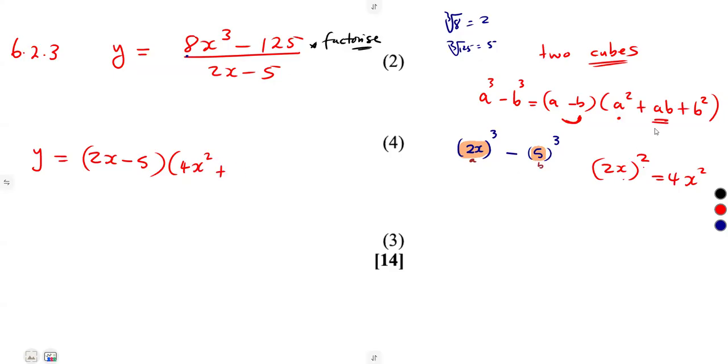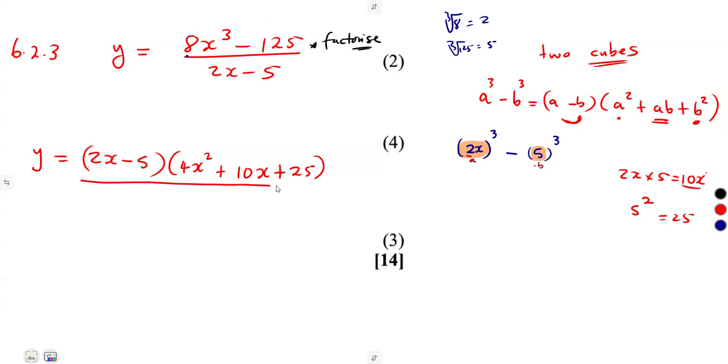Plus AB, A times B. What is your A here? It is 2x. What is your B? 5. So 2x times 5 gives us 10x. So that's plus 10x. Plus B squared. Your B is 5, but it's squared. 5 squared is 25. So that's plus 25. You have factorized that. This is your factorization, everything over 2x minus 5.